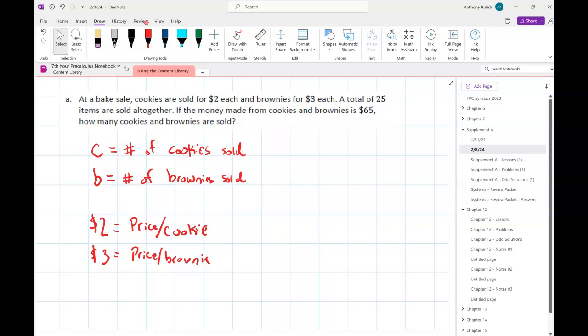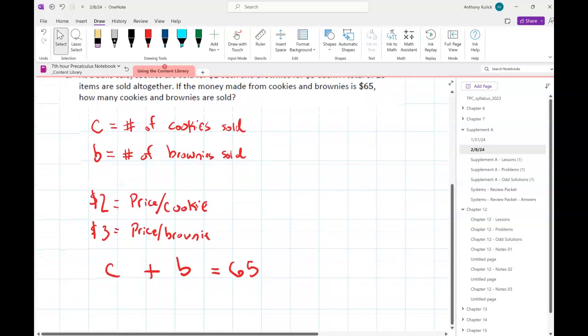So the next sentence says a total of 25 items are sold all together. When I hear all together, what mathematical operation should we be thinking about? Adding. Great. So we're adding two things, and that should give us 25. What two things are being added? C plus B. Everybody feel good with that? Okay.